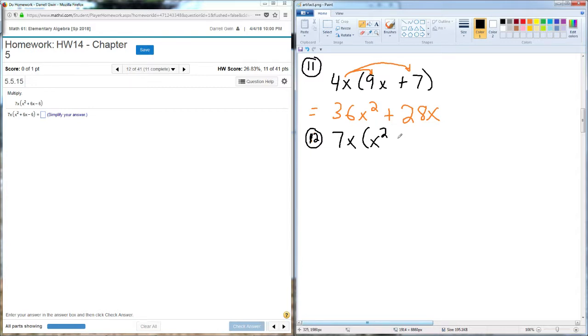7x times x squared plus 6x minus 6. Let's do this one in blue. 7x times x squared is just going to be 7x cubed. 7 times 6 is 42, and x times x is x squared. 7 times negative 6 is going to make it negative 42, and there's only one x between those two.